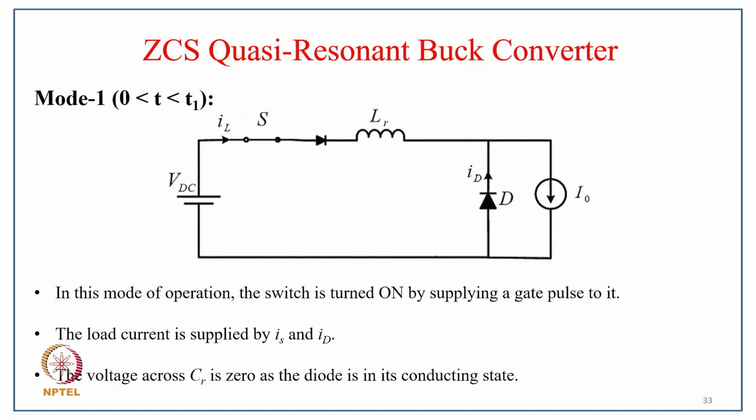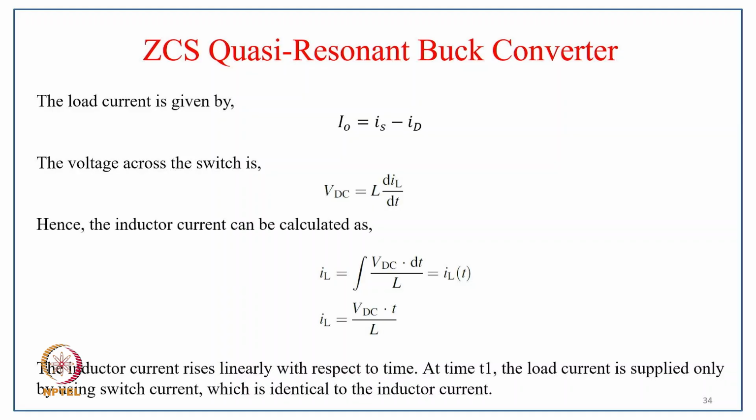And coming to mode 1 from 0 to T1, as you can see the switch is on. In this mode, the switch is turned on by supplying a gate pulse to it, and the load current is supplied by IS and ID, and the voltage across CR is 0 as the diode is in its conducting state. The load current is I0 equal to IS minus ID, and the voltage across the inductor is VDC equal to L dIL upon dt, and hence the inductor current can be calculated as IL equal to the integral of VDC upon L dt, that is IL equal to VDC t upon L. So the inductor current rises linearly with respect to time.